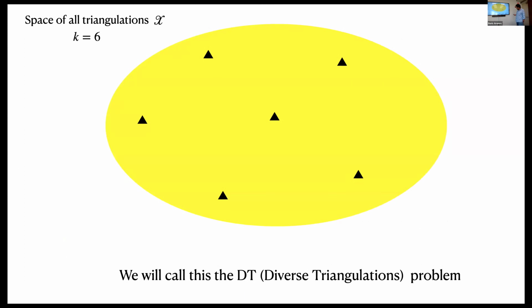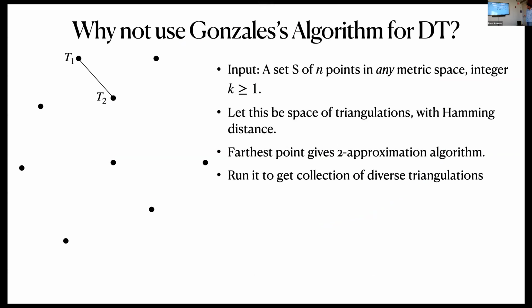So, why can't I directly use it for dispersion? Well, because the space of triangulations is exponential in the size of the polygon. So I can't just blindly iterate over all triangulations and try to find the farthest. I have to be smarter than that.